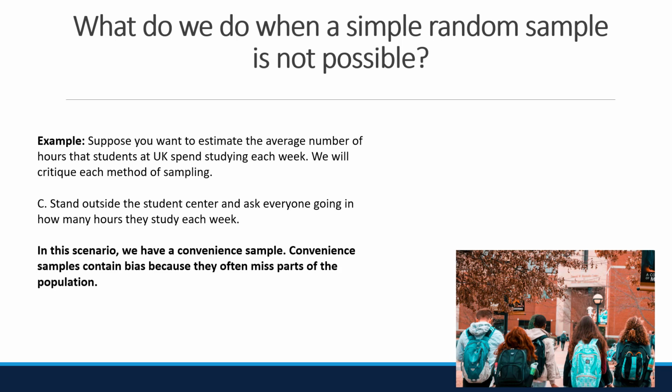Method C. Stand outside the student center and ask everyone going in how many hours a week they study. In this scenario, we have a convenience sample. Convenience samples contain bias because they often miss parts of the population. So in this scenario, we're likely to miss students that are in online programs.